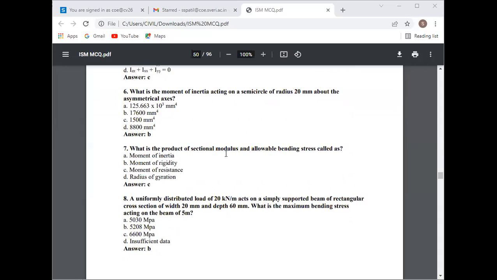What is the product of sectional modulus and allowable bending stress called as? Okay, here already we have discussed sigma which is equal to M divided by Z. So what is the product of section modulus Z and allowable bending stress, that is sigma? Stress into Z is nothing but moment of resistance MR. So option C is correct.